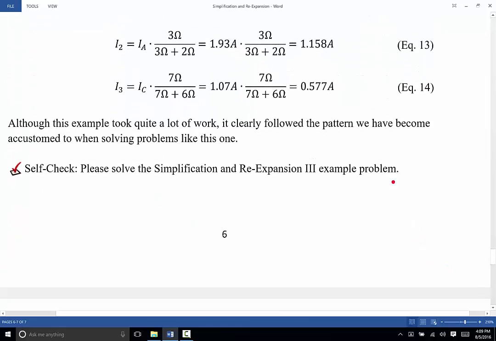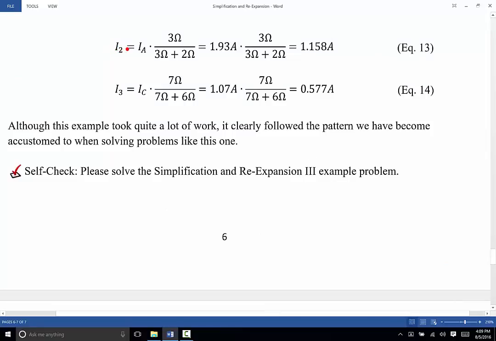So you can see here that we have I sub 2 is developed from I sub A by current division, and then I sub 3 is developed from I sub C by current division. And it kind of helps if you can look at the circuit diagram and think about how you would do the current division. But here you can find the final quantity for I sub 2 and the final quantity for I sub 3, and we've now solved the entire problem. Pretty much from all of the currents and the voltages that we've already found, it would be really easy to find any other currents and voltages in the circuit. It's like once you've done the hard work of doing the simplification and part of the re-expansion, the rest of the problem pretty much falls into place.